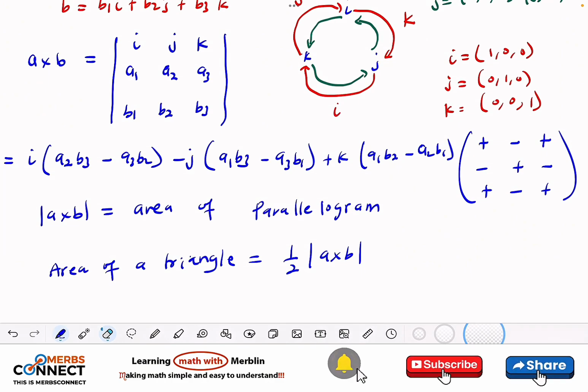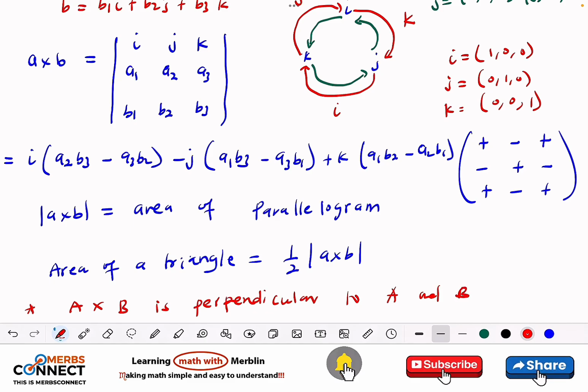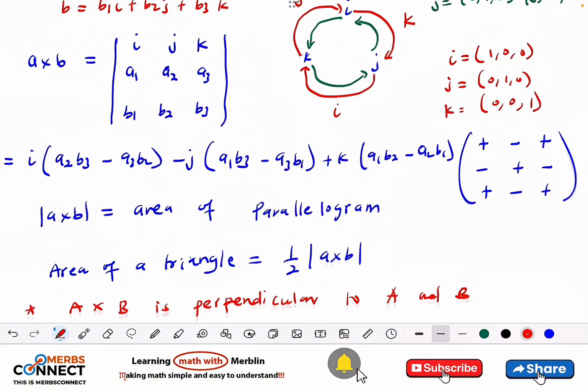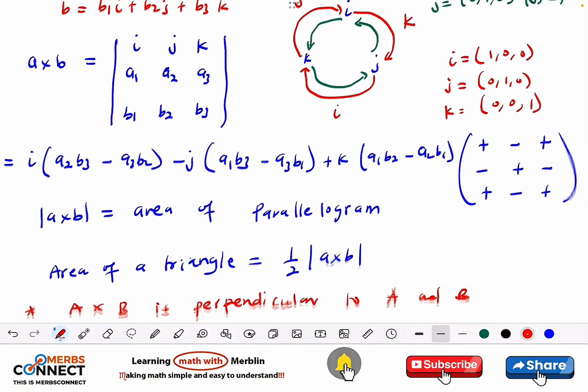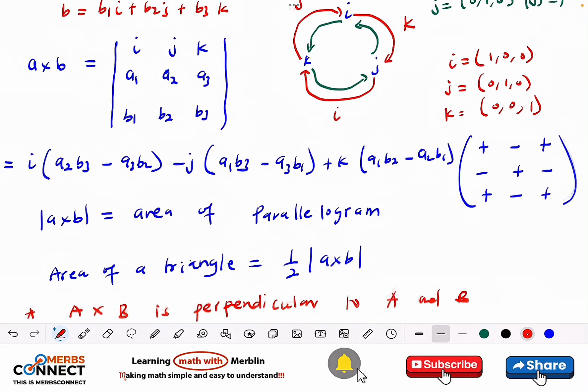And then the last thing to note, which I'm going to write in red, is A cross B is perpendicular to A and B. Very, very important. So anytime we want to find a perpendicular, it's good for you to just go for the cross. And then when you get the cross, you get a vector, and then you are done.